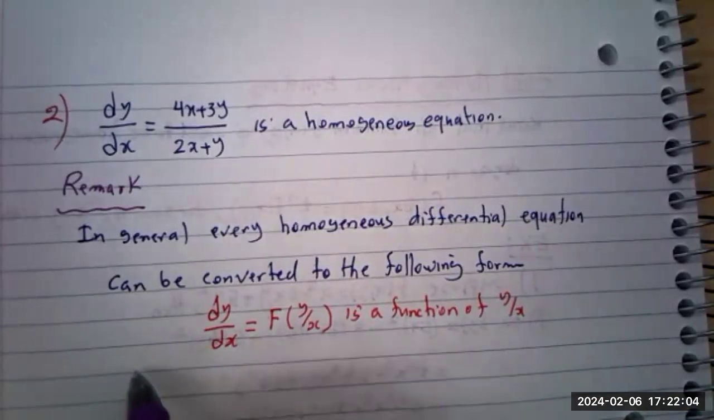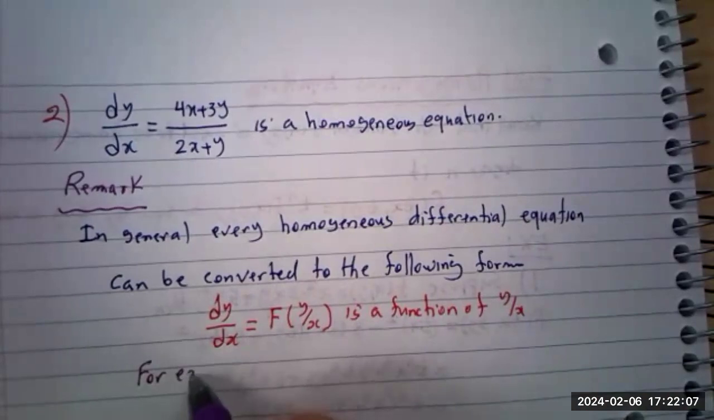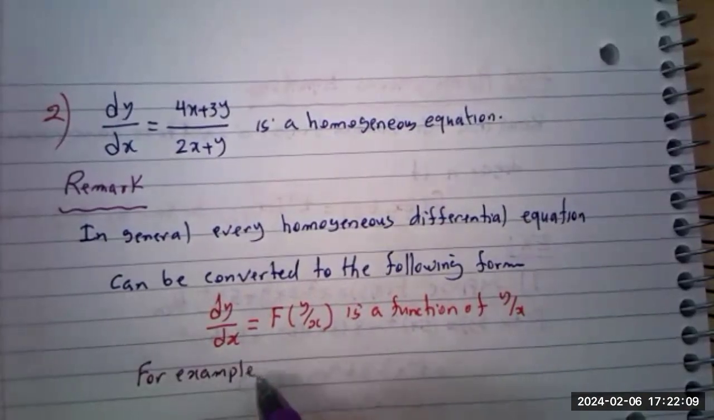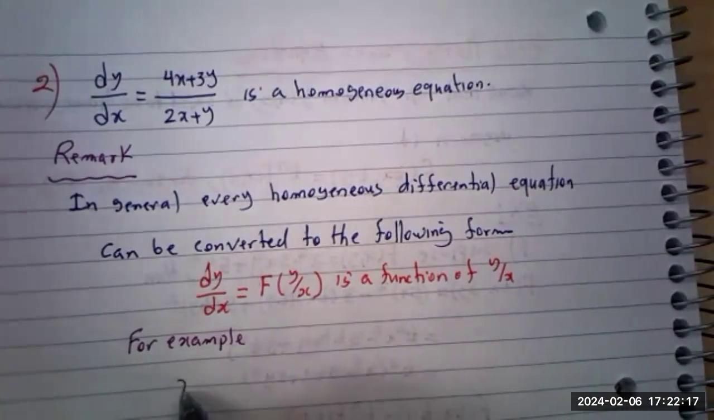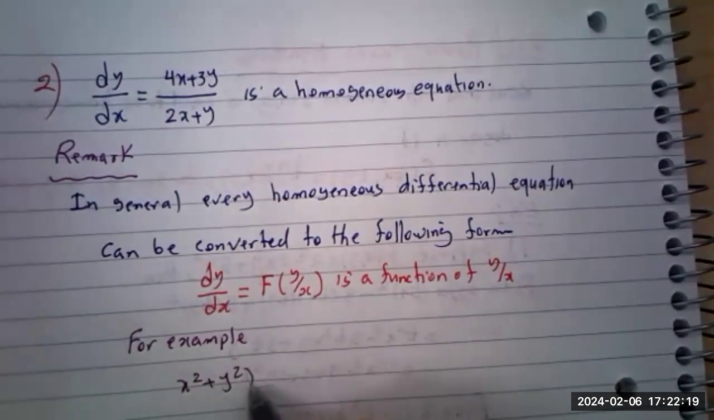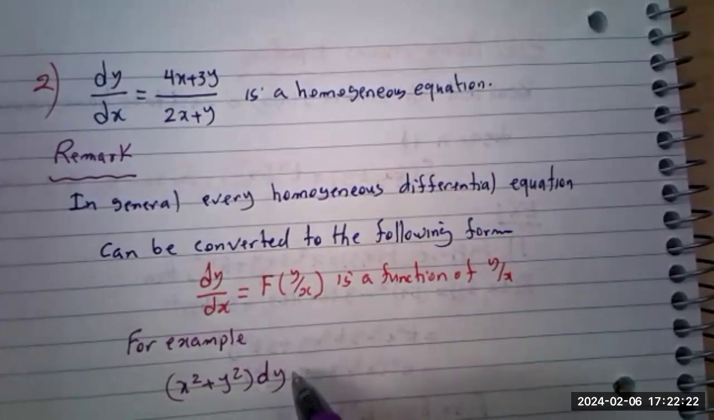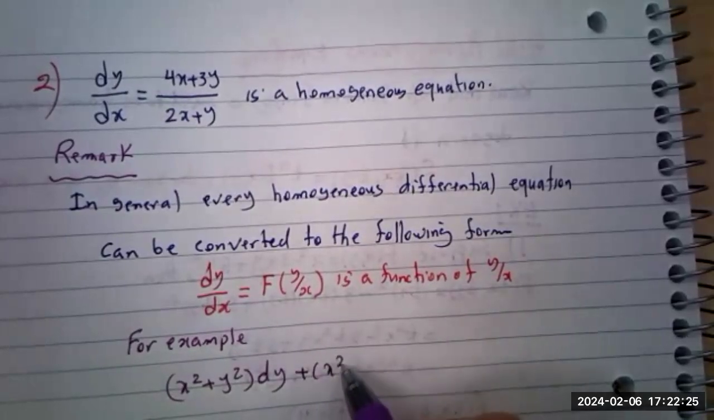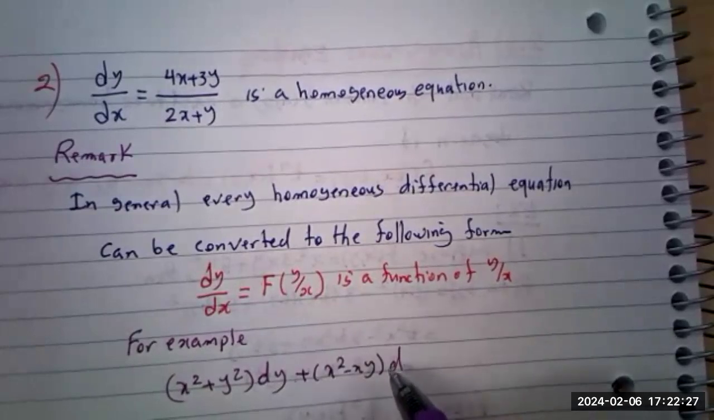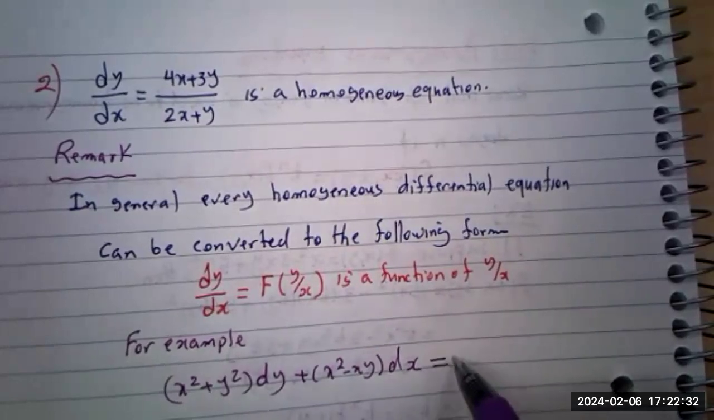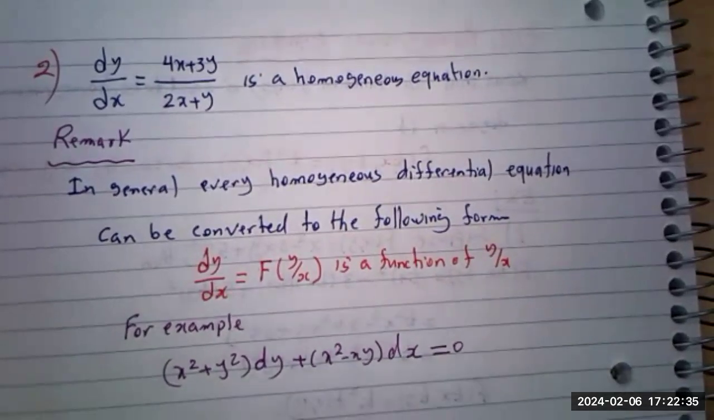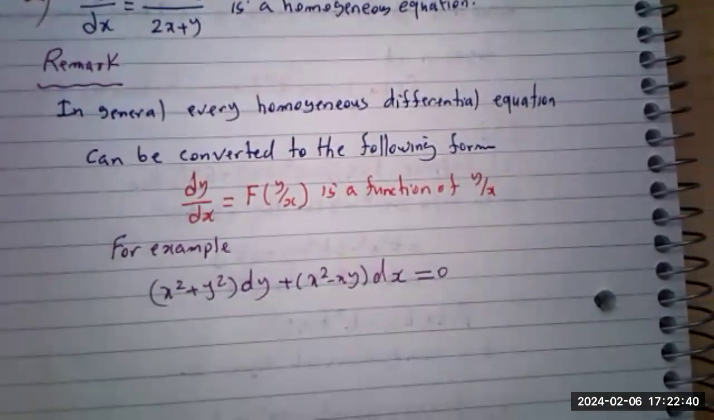So, for example, let's try one. If you check the first one that we had, if the equation is given to you of this form, remember, x squared plus y squared dy equal to x squared minus xy dx. This is given to you and you want to solve it. You recognize it's going to be homogeneous. So your next step is to write it down as a function of y over x.